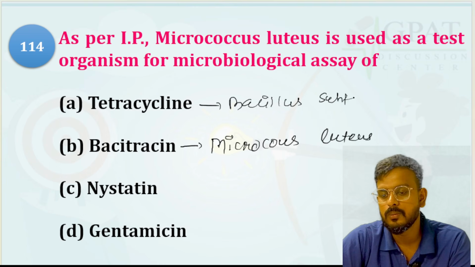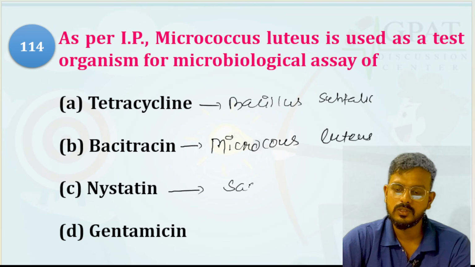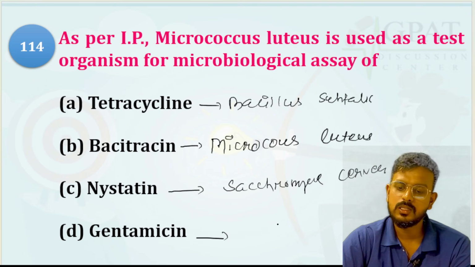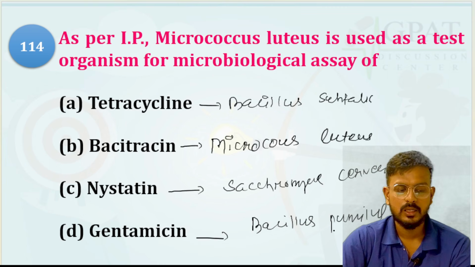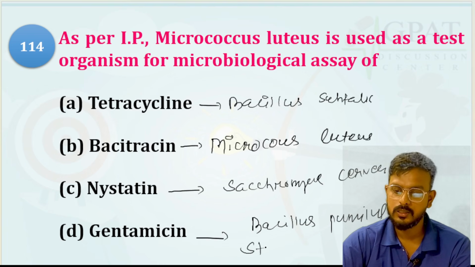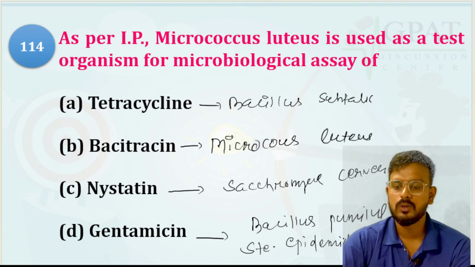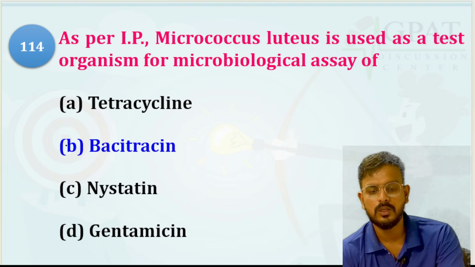Bacillus subtilis. For nystatin, it is Saccharomyces cerevisiae. For gentamicin, we use Bacillus pumilus and Staphylococcus epidermidis. Okay, so here Micrococcus luteus is used for bacitracin. Option B is the correct answer.